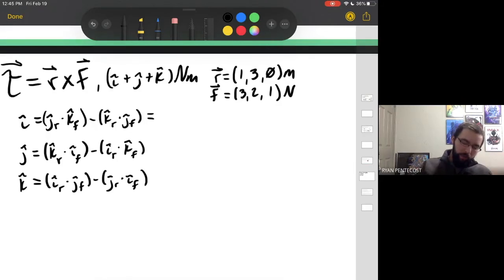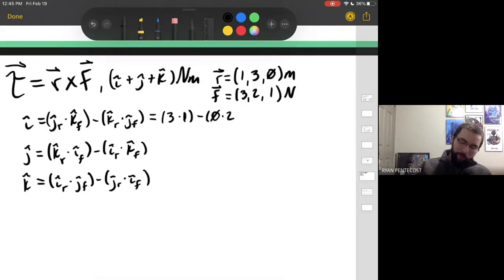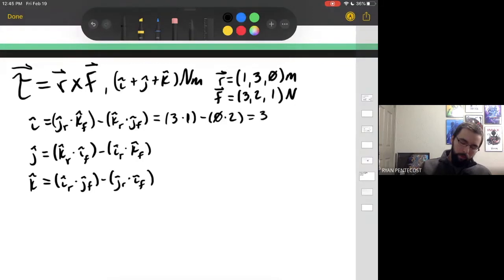So we have the j for the radius is 3, k for f is 1, then minus k for radius is 0, times, it doesn't matter what the j is for f. So you have 3 minus 0 is 3. Okay, 3i. Now for j, we have k of the radius, 0. I for f is 3, don't matter. Then I for the radius is 3 times k for the force is 1. So you have 0 minus 3. Now you have negative 3j.